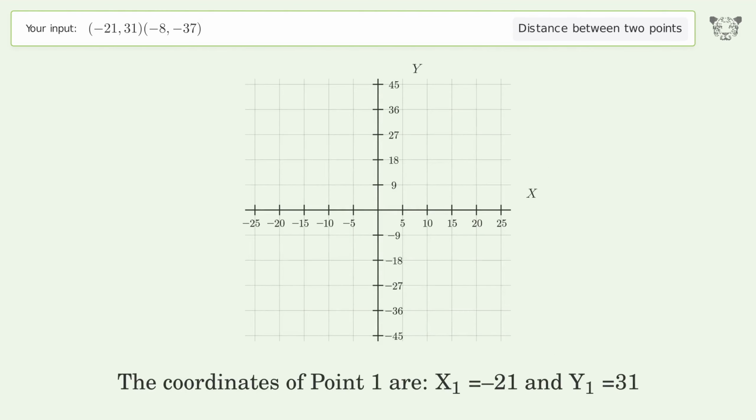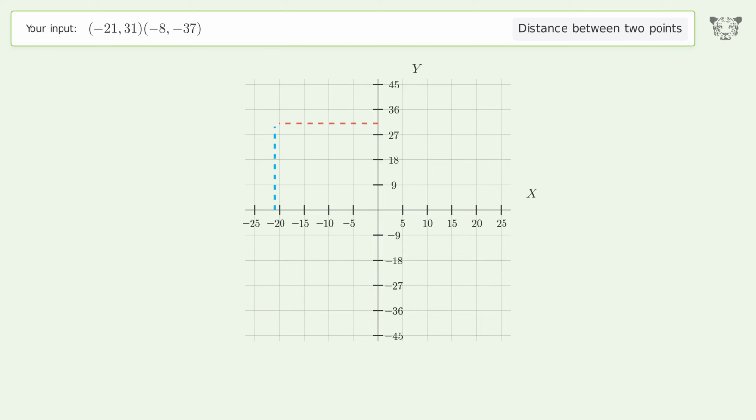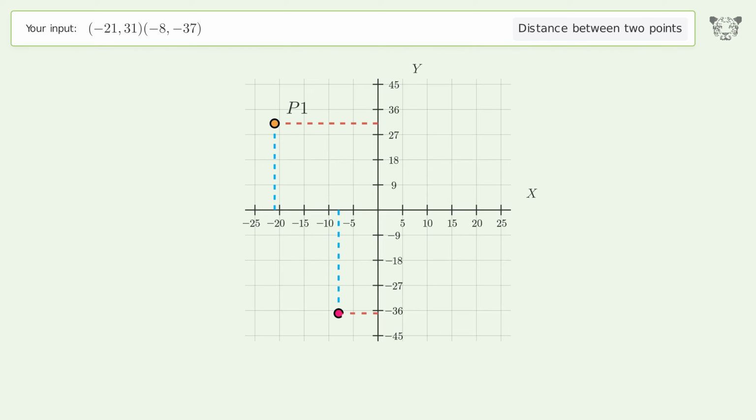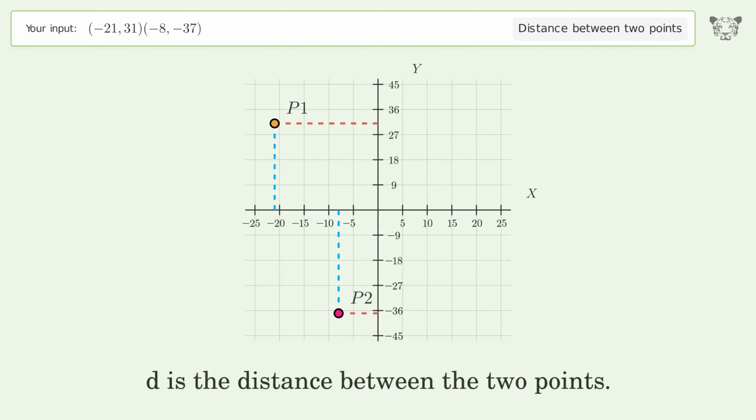The coordinates of point 1 are x1 equals negative 21 and y1 equals 31. The coordinates of point 2 are x2 equals negative 8 and y2 equals negative 37. D is the distance between the 2 points.